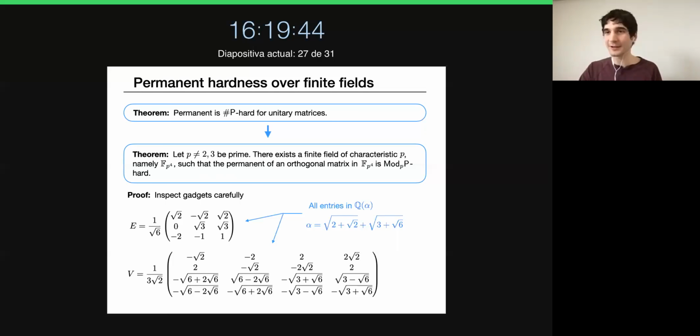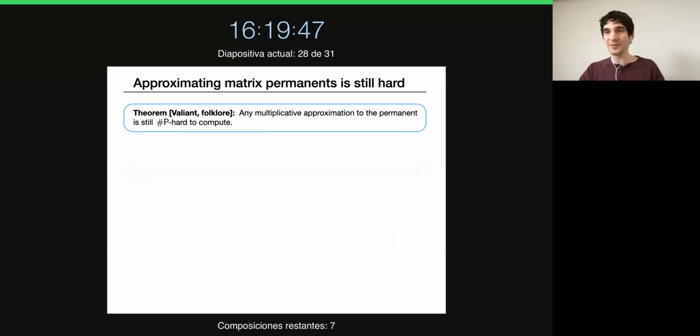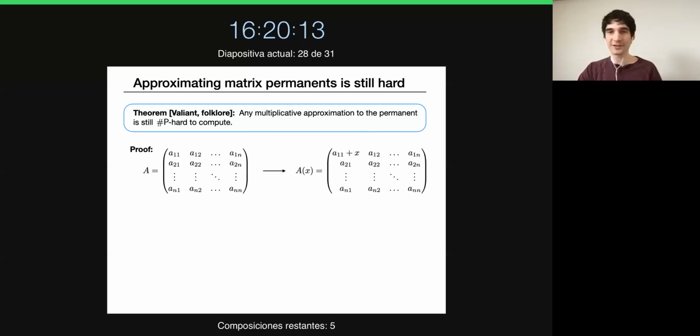So I'm getting very close to the end of my time here. I want to briefly mention permanent approximation. Everything that I mentioned in this talk was about computing permanents exactly. But it turns out that for multiplicatively approximating the permanent, still a lot is known. In fact, as soon as Valiant published his initial work, it was also noticed that multiplicatively approximating the permanent is still Sharp-P hard. The argument is roughly that you perturb one of the entries of the permanent and use that to binary search to what the permanent actually is.